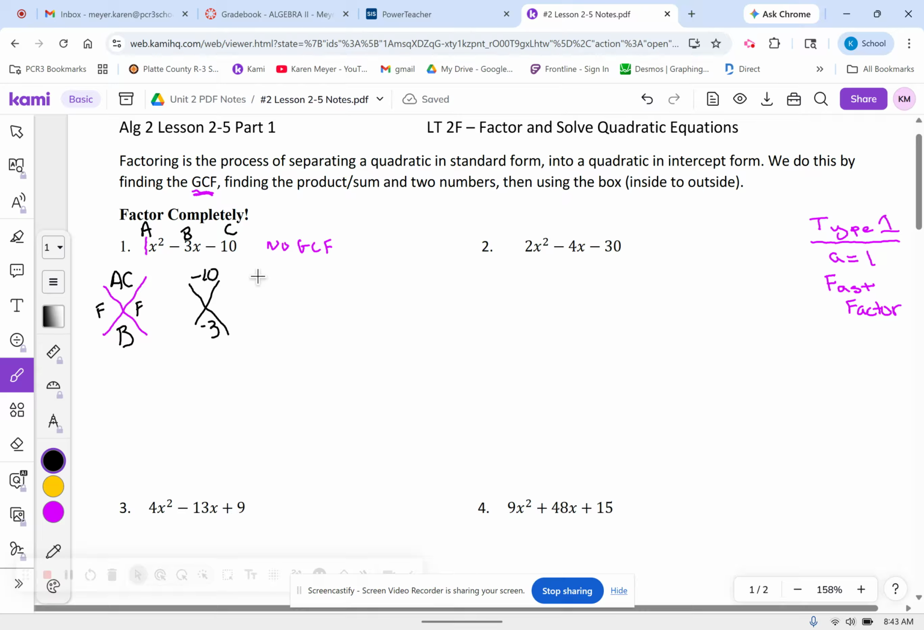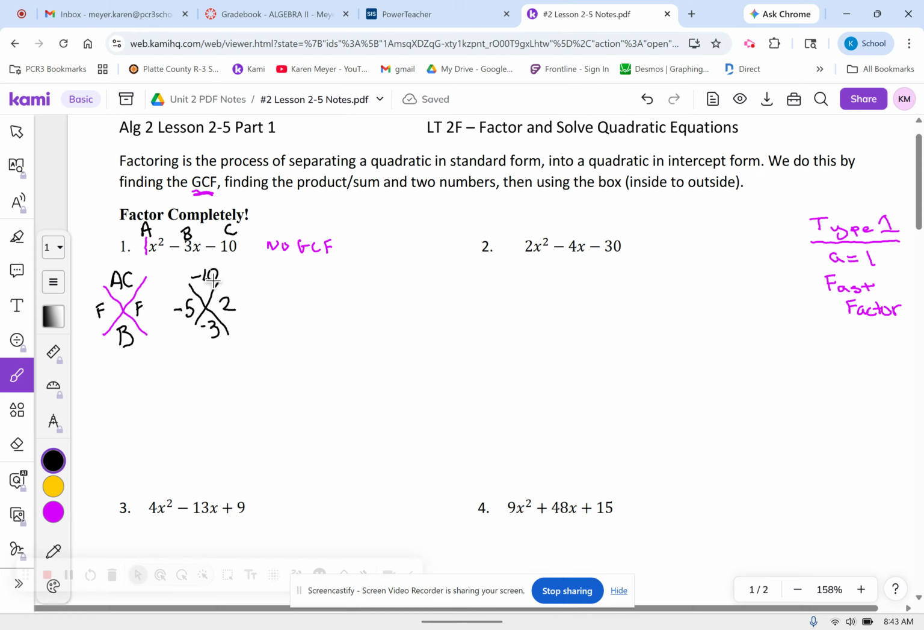And then hopefully everybody says, oh, I'm going to use 5 and 2. And I know that I have to have a negative 5, because negative 5 plus 2 is negative 3, and negative 5 times 2 is negative 10.